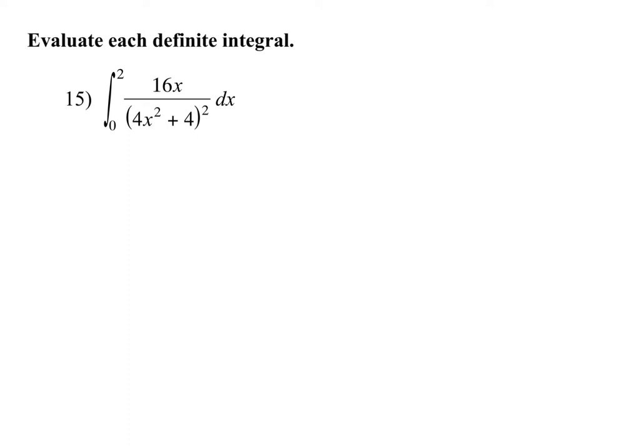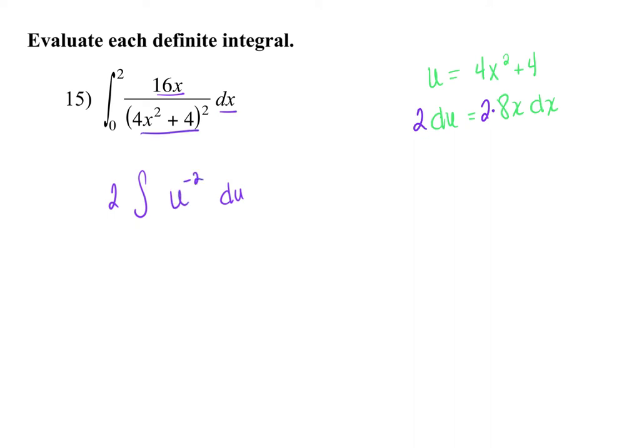So I'm going to pick out my u just like I would before. My u is going to be 4x squared plus 4. My du is going to be 8x dx. I do not want 8x. I want 16x. So I do need to multiply by that 2. And I've really accounted for everything. My 2 du accounts for the 16x dx. And my u to the negative 2 accounts for this.